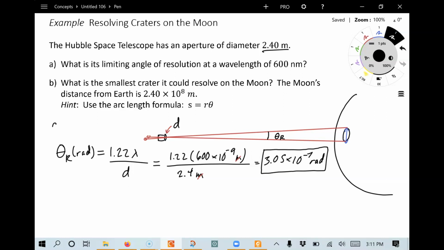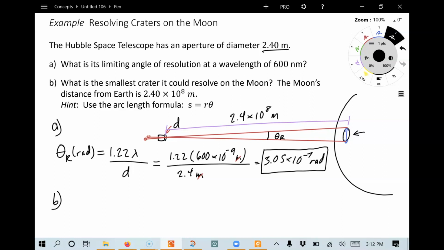So that was part A. Now for part B, they're asking what is the smallest crater we could resolve on the moon? We already drew the picture. Now we're going to assume that the angle there is Rayleigh's angle, and we're going to see what's the smallest crater, what's the length across that we're able to resolve? Well, the distance from the moon to the Earth, we can draw a straight line from here all the way to there. That is a length of 2.4 times 10 to the 8th meters.